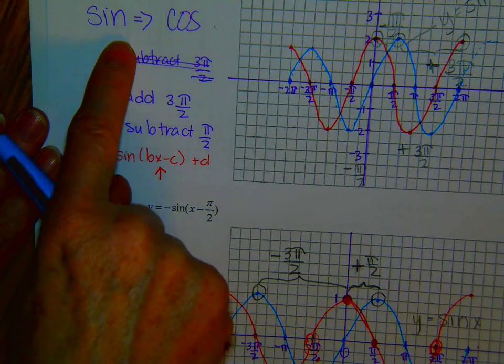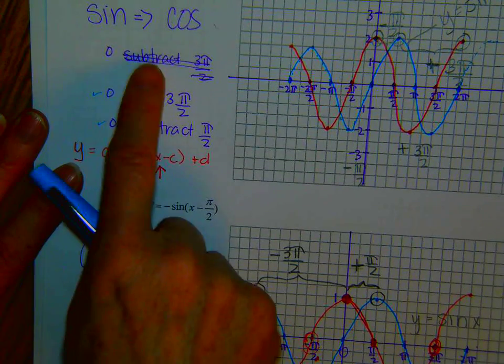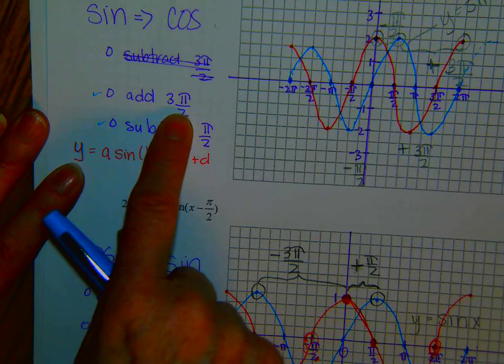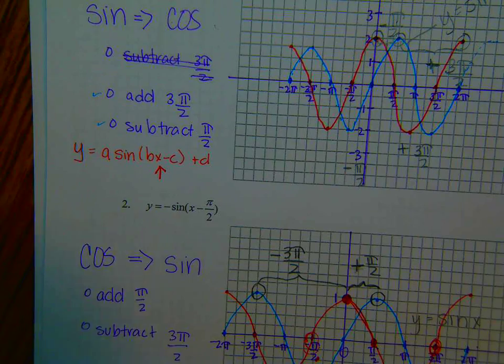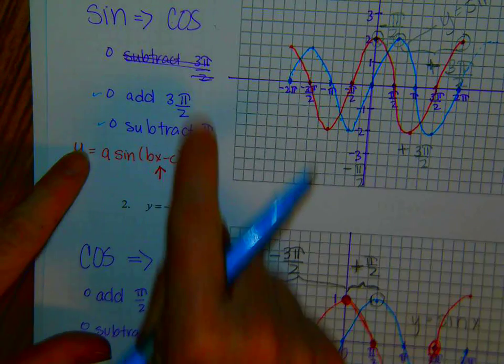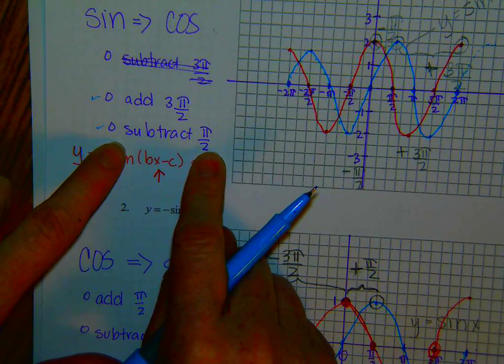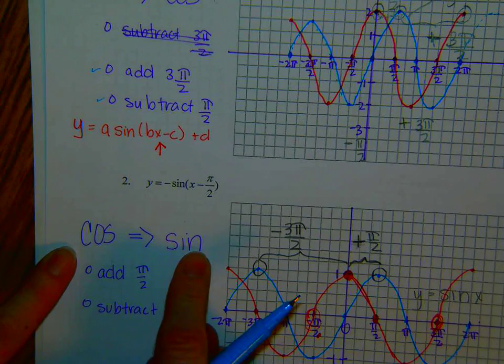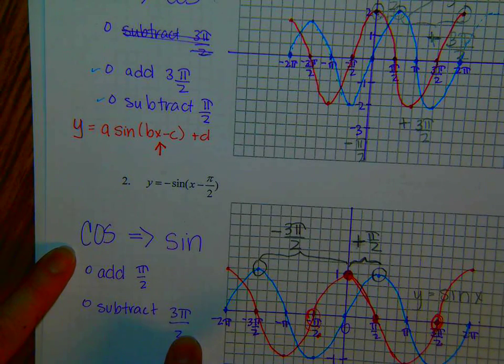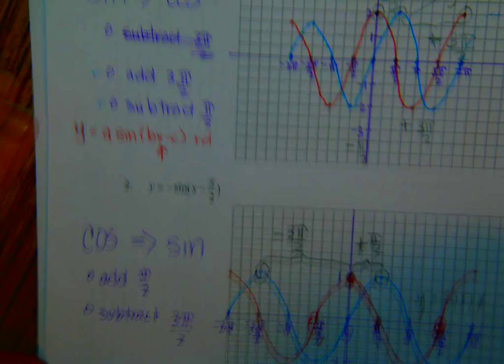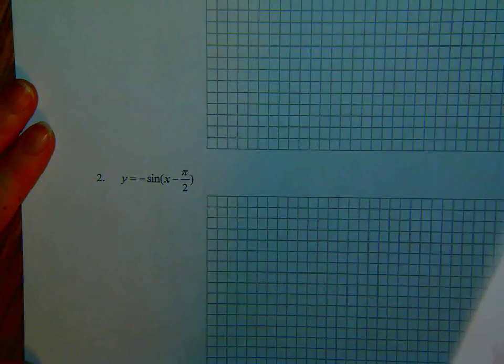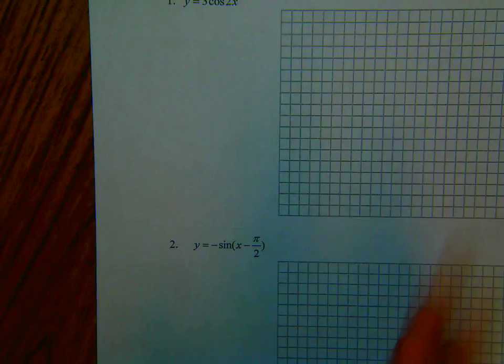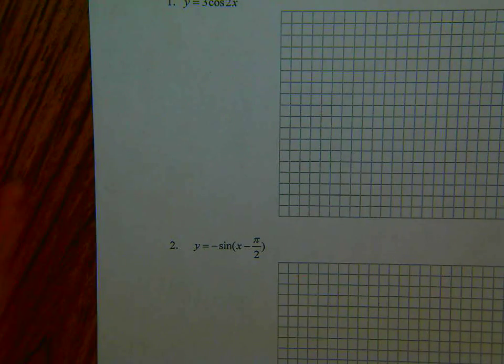If we have a sine function, we add 3 pi over 2 to the c value, or we subtract 2 pi from the c value. If we have a cosine and we want to go to a sine, we add pi over 2, or we subtract 3 pi over 2, and that is all there is to it. So let's do some practicing. We don't even need to graph, I just wanted to show you those, but we're just going to do this.